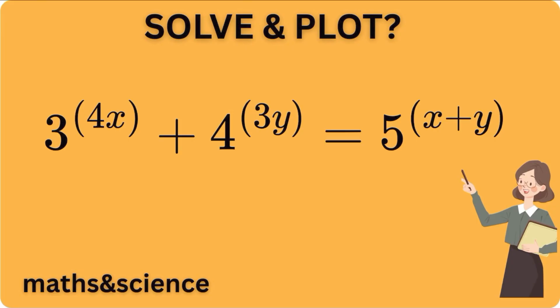You just see the equation we have to solve: 3 to the power of 4x plus 4 to the power of 3y is equal to 5 to the power of x plus y. It's a very complicated equation. It's not that simple to solve it, and we'll try to get the approximate solution without a calculator, and at the same time we'll try to plot the curve.